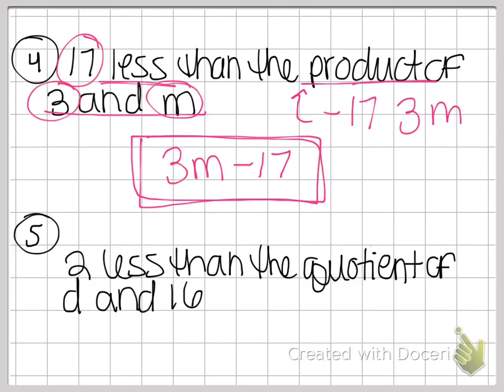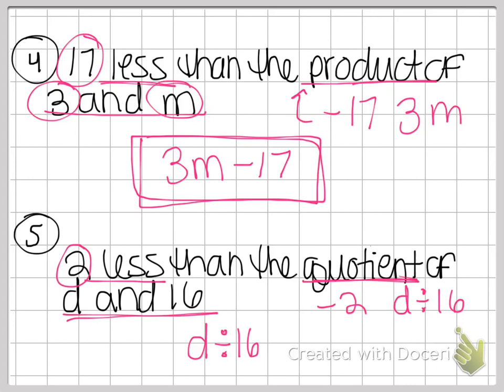Number 5, 2 less than the quotient of d and 16. So I've got 2 less, okay, so I'm going to be subtracting 2. From the quotient, there's division, of d and 16. So again, if I were just to simply take this situation and write it as it's written left to right, I would show 2 minus d divided by 16. Okay? Well, that doesn't really match that because I'm not really subtracting 2 away from d divided by 16. So I need to change this algebraic expression around so that way it does match that.